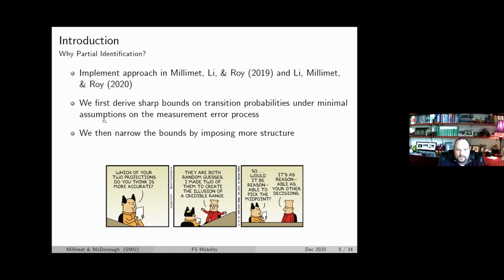All right. So we're going to derive sharp bounds on transition probabilities under minimal assumptions on the measurement error process, and then we're going to consider further bounds and see what effect they have on the width of the bounds.